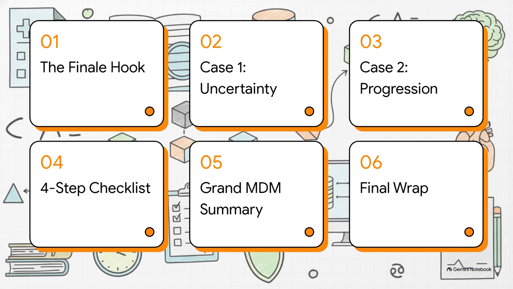Okay, let's dive into this. Our agenda today is packed with in-the-trenches audit walkthroughs. We've got Section 1, the finale hook. Section 2, Case 1 on diagnostic uncertainty. Section 3, Case 2 covering surgical chronic progression. Section 4, the 4-step master checklist. Section 5, the grand MDM summary. And finally, Section 6, our Decode Healthcare final wrap.